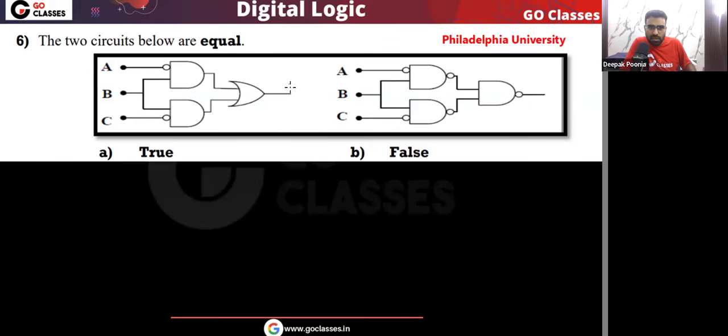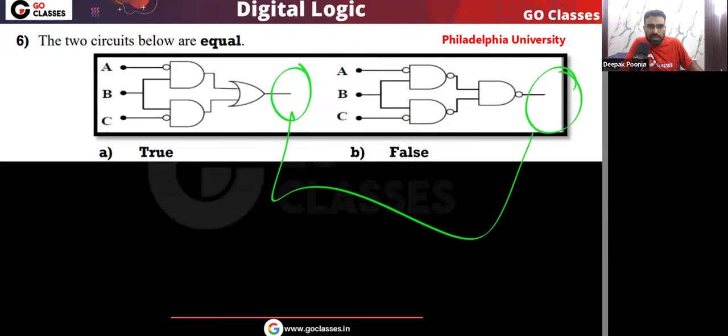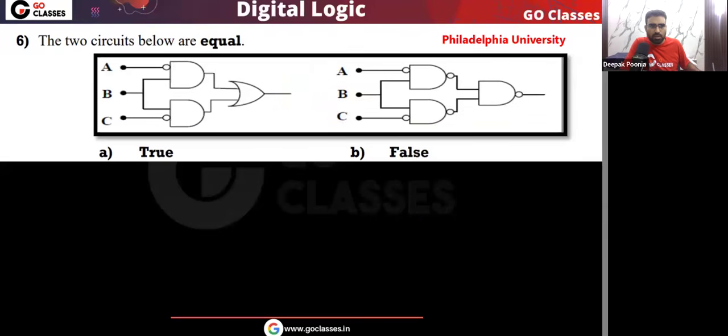We need to find the Boolean expression at the output here, and we also need to find the Boolean expression at the output here, and then we need to check whether this Boolean expression and that Boolean expression are equal, are they equivalent or not. Okay, so let's find out what this output is. Let me call it y. What is this output? Let me call it z.